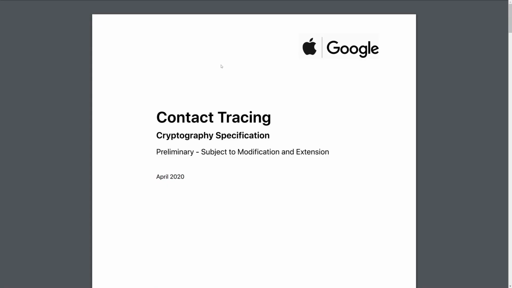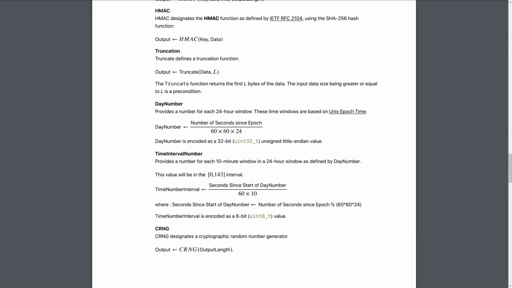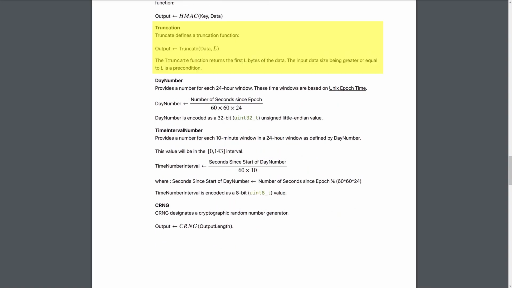So this is a look at the cryptography specification of this contact tracing API. There are some external functions. We have concatenation, for which they use the symbol double pipe. HKDF is a function as defined by the specification using the SHA-256 hash function. HMAC is another standard function. And truncation is just truncating some data. Day number provides a number for each 24-hour window. Essentially, it's just the number of days since the epoch. We also have a time interval number, which provides a number for each 10-minute window in a 24-hour window. CRNG is a cryptographic random number generator.